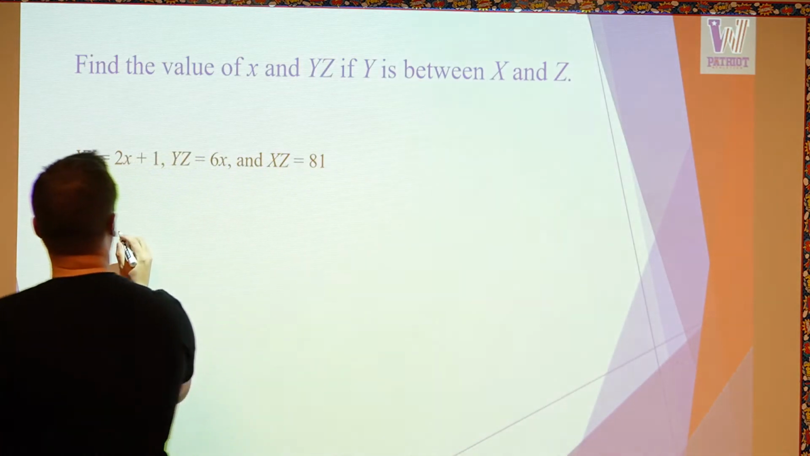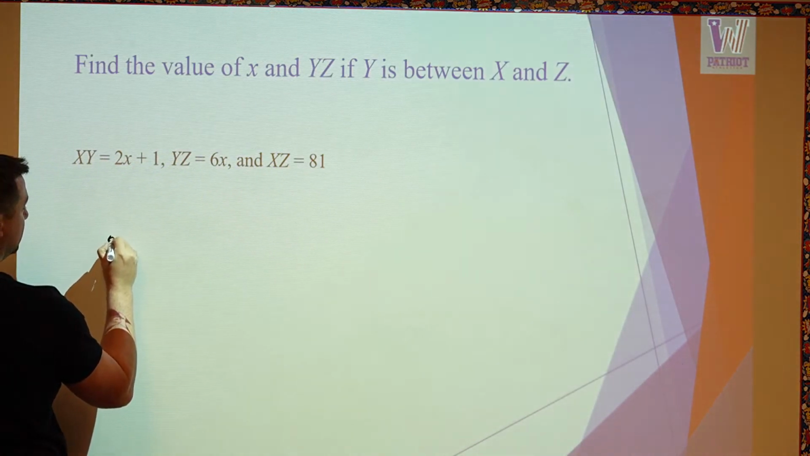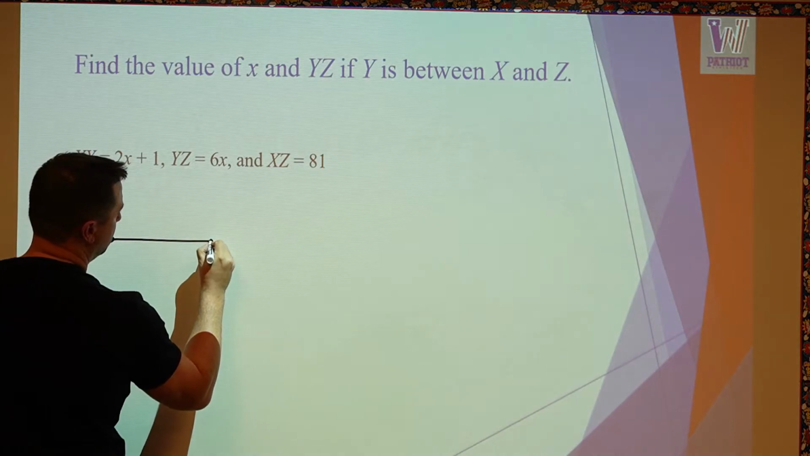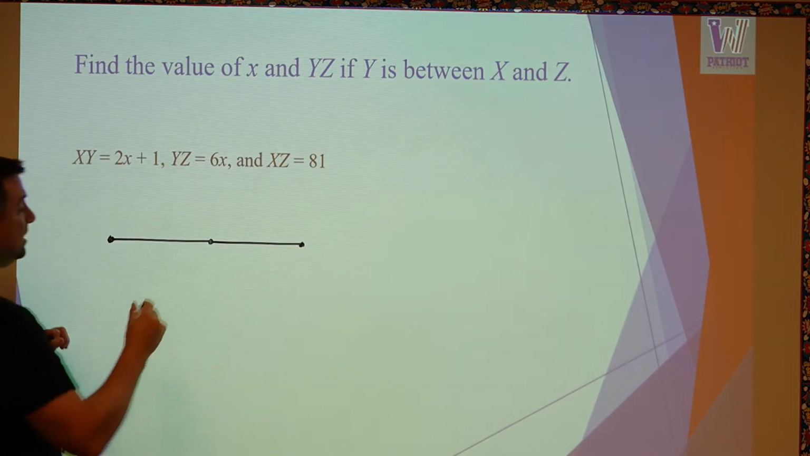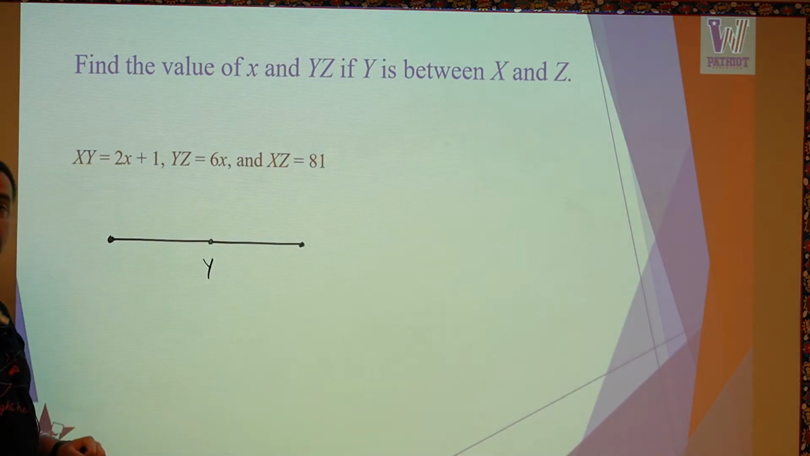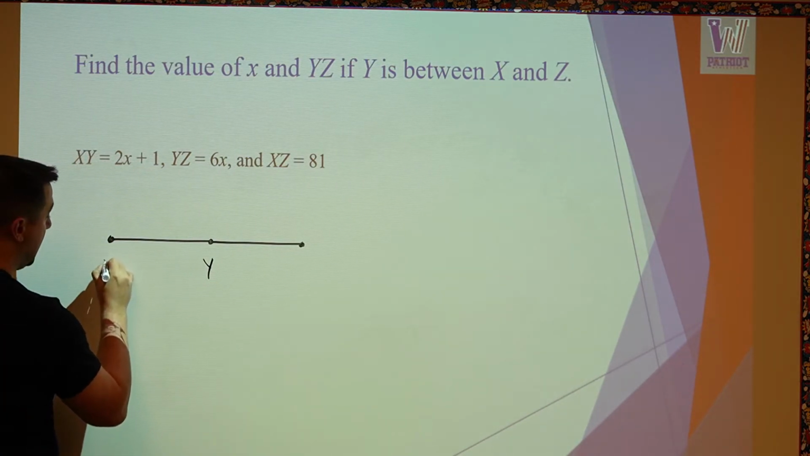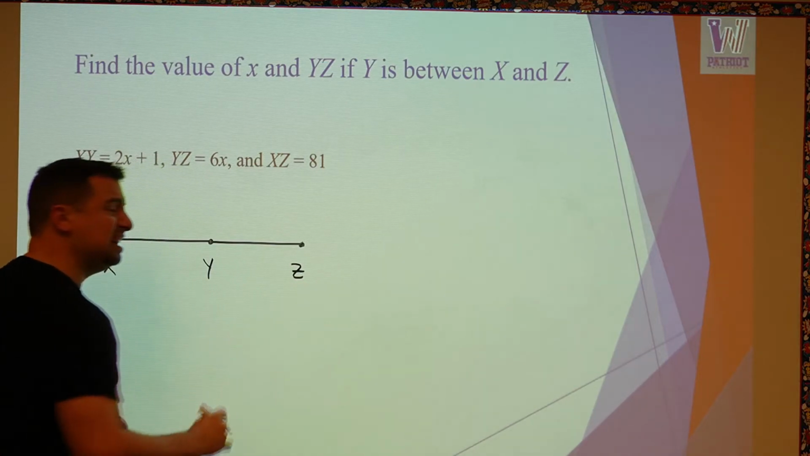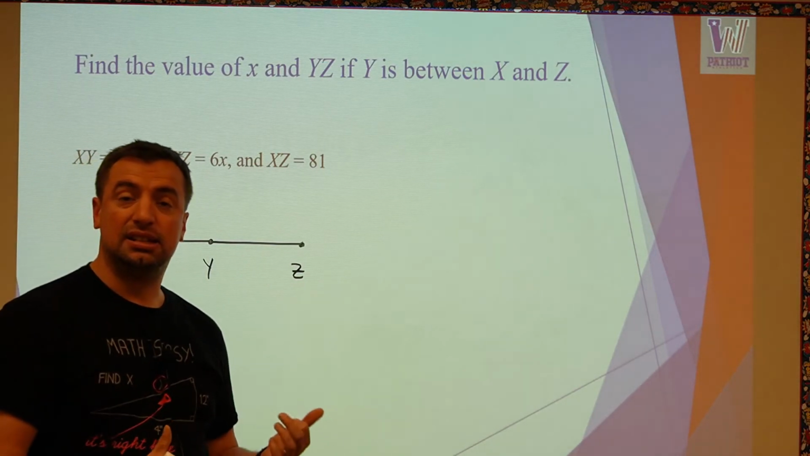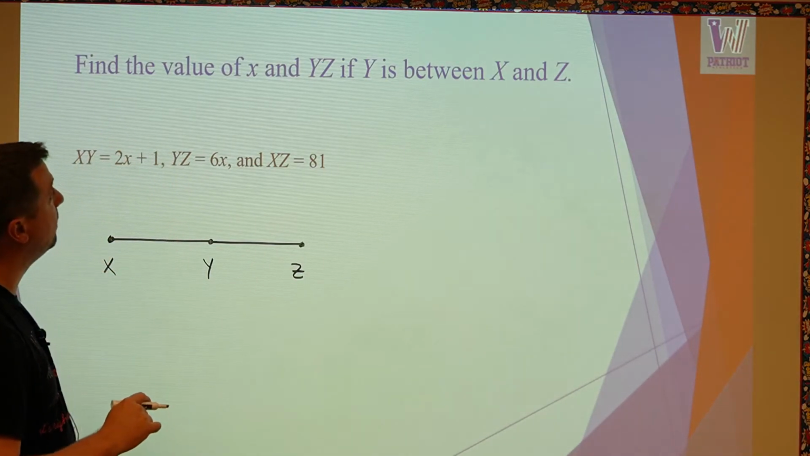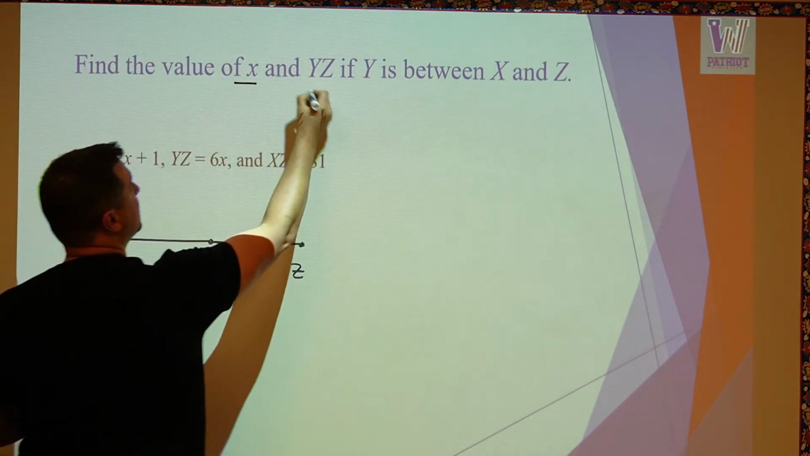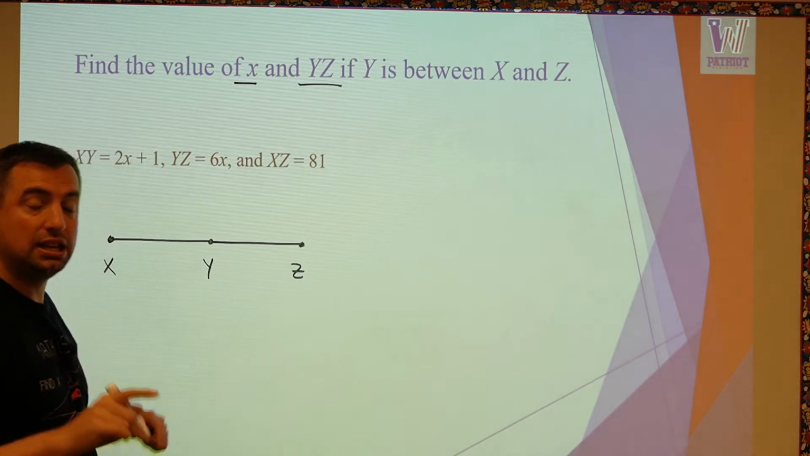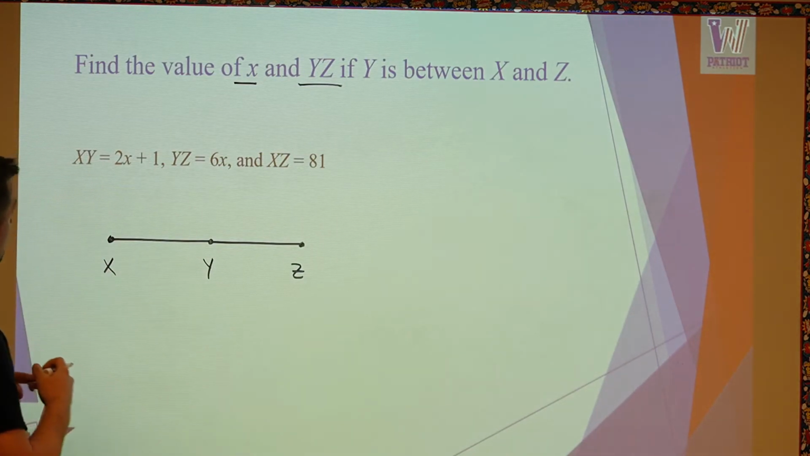Here we go. So I'm going to draw a picture here of a segment, put a dot, put another dot. It says y is between x and z. So that means y has to be in the middle. Then we'll go between x and z. It doesn't matter which side you put the x and z as long as y is in between them. Now, we're asked to solve for the value of x, and we got to solve for yz. So we got to find two things to answer this question.